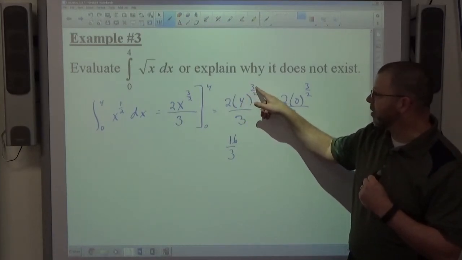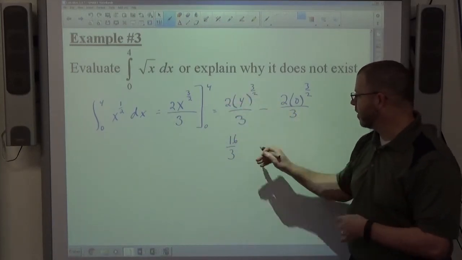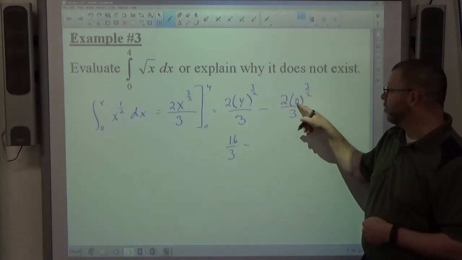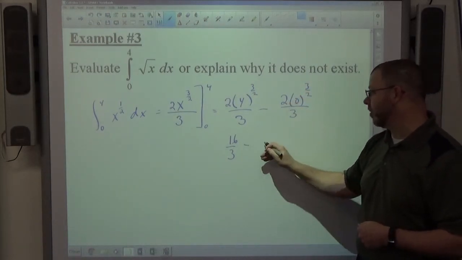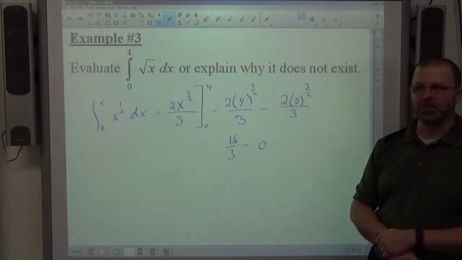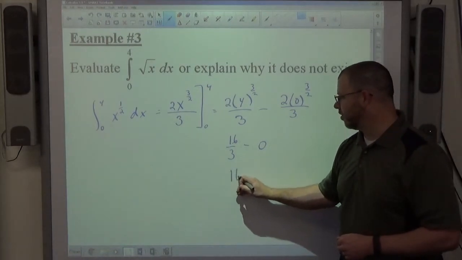2 to the 3rd power is 8. 8 times 2 is 16. The square root of 0 is 0. Cubed is 0, times 2 is 0, over 3 is 0. That was even easier. So we end up with 16/3 as the answer to the problem.